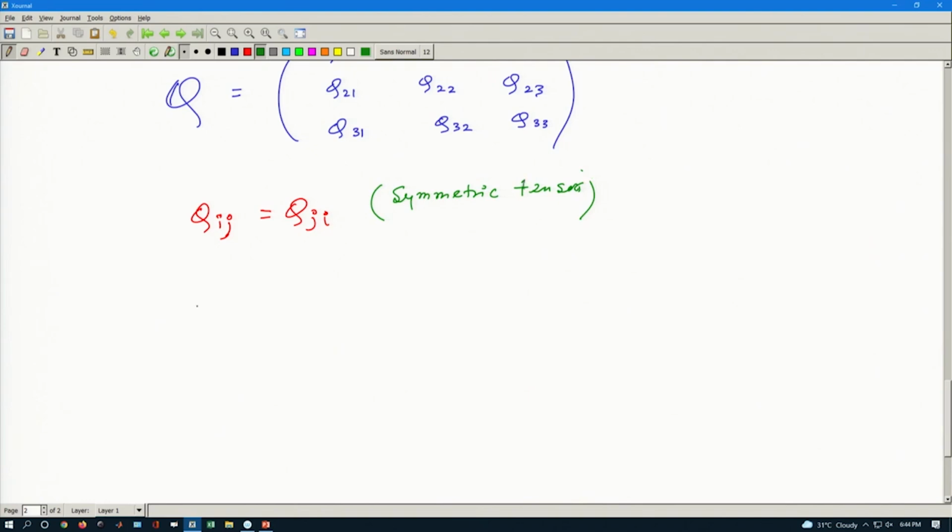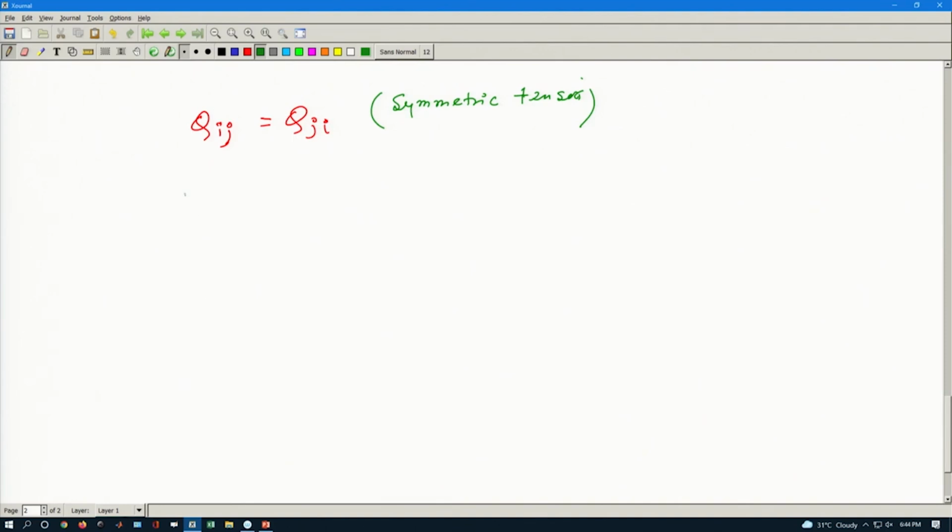Another important thing: if I now check the trace of this matrix, whatever matrix we are having right now, that is Q_ii summed over i equal to 1, 2, 3, then that value is 0. So this is traceless.